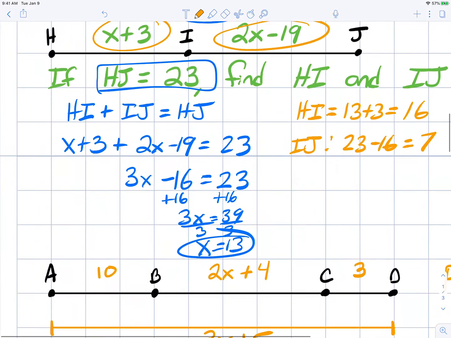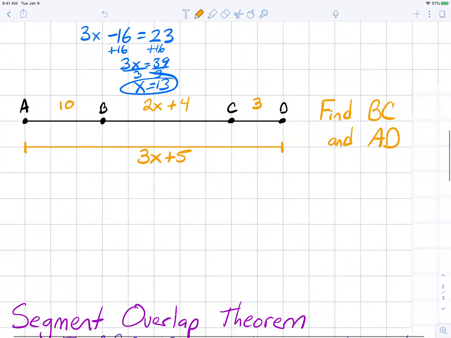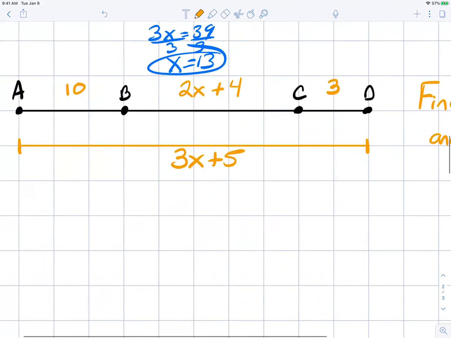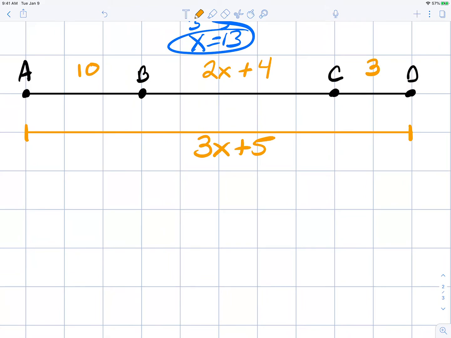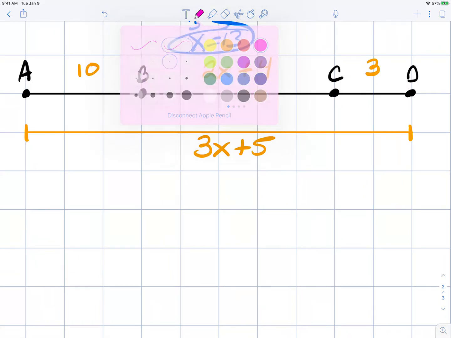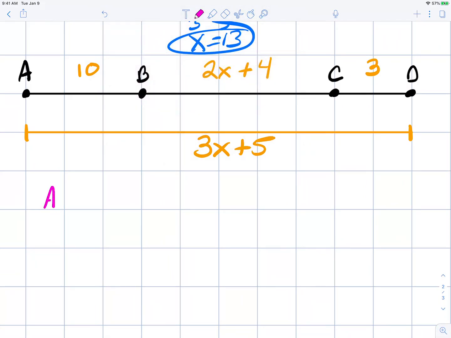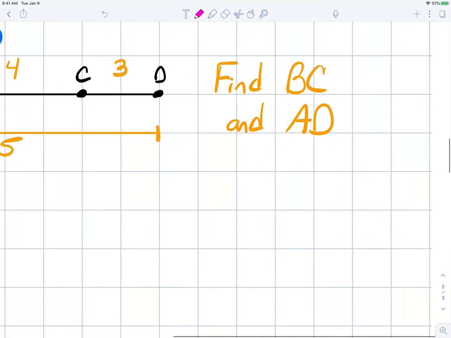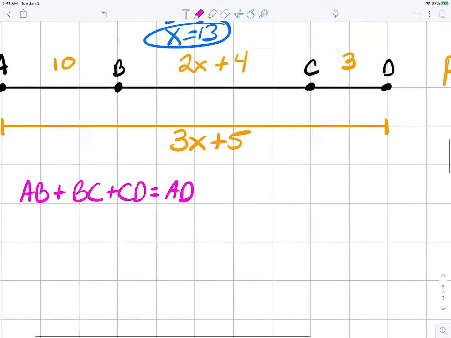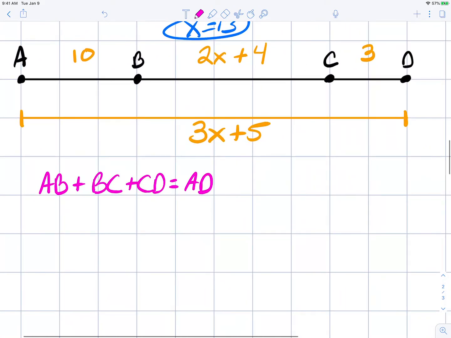Then we have one that's broken up into 3 pieces. So first of all, the segment addition postulate would tell us that the length from AB added to the length from B to C, added to the length from C to D, has got to equal the entire thing, A to D. So our goal is going to be to find the length of BC and AD, because those are the two that we don't actually know. We don't know that middle section, and we don't know the full thing.